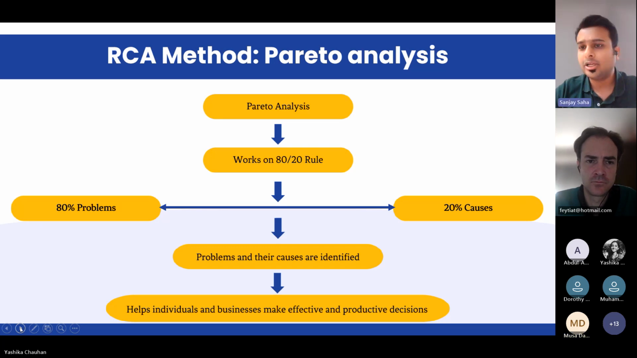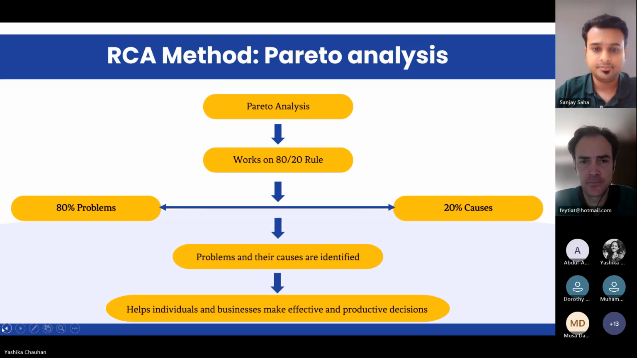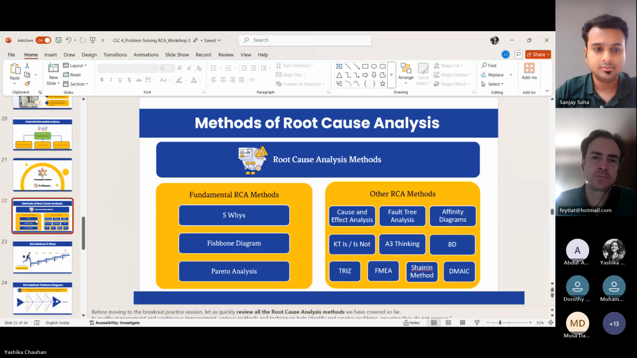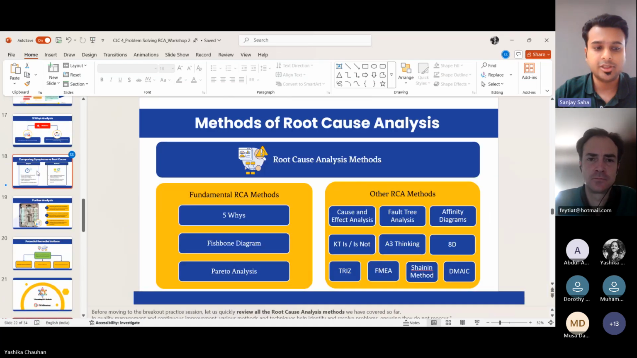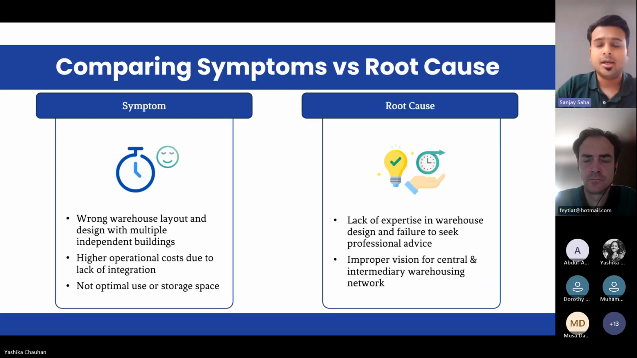Yeah, Yashi, can we go to slide number 20, where we compared symptoms and causes? No, back. Go back. Slide number 18, sorry, yes, this one. Yeah, so Musa, very good question.